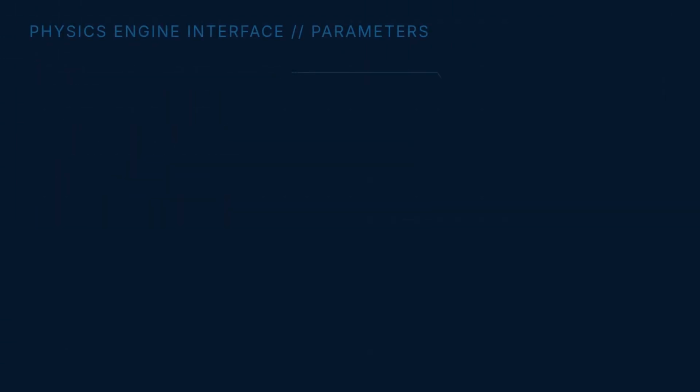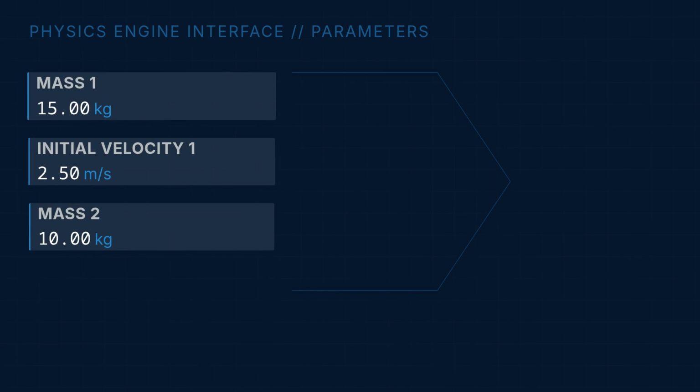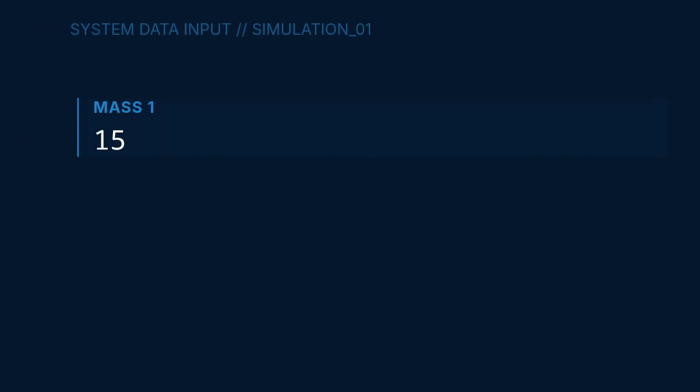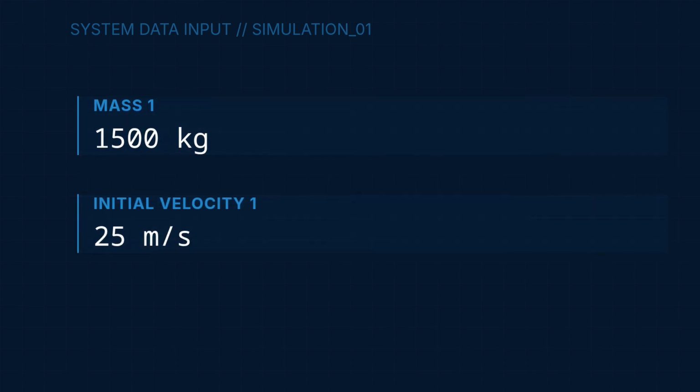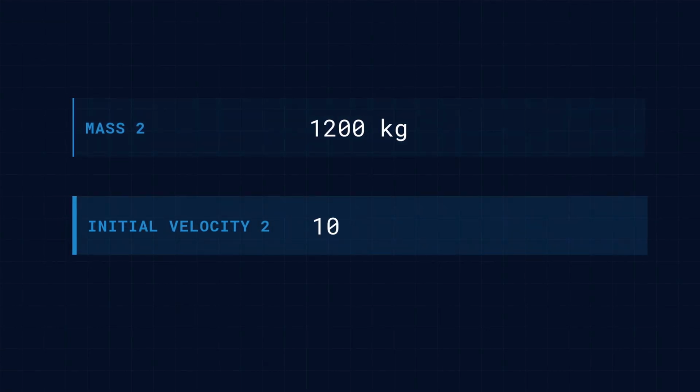Below that, we enter mass 1 in kilograms, initial velocity 1 in meters per second, mass 2 in kilograms, and initial velocity 2 in meters per second. For our example, I'll enter 1500 kilograms for mass 1, 25 meters per second for initial velocity 1, 1200 kilograms for mass 2, and 10 meters per second for initial velocity 2.